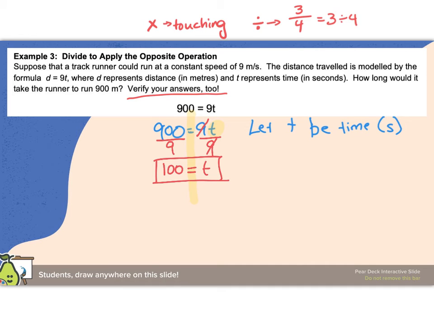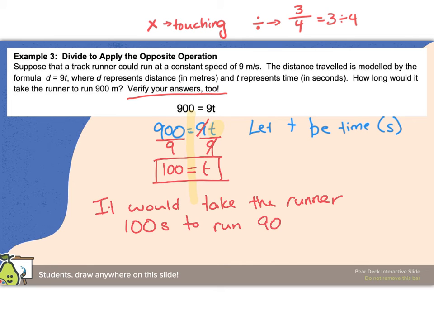So how long would it take to run 900 meters? It would take the runner 100 seconds to run 900 meters. Or if you wanted to be fancy and turn it into minutes, 1 minute and 40 seconds.